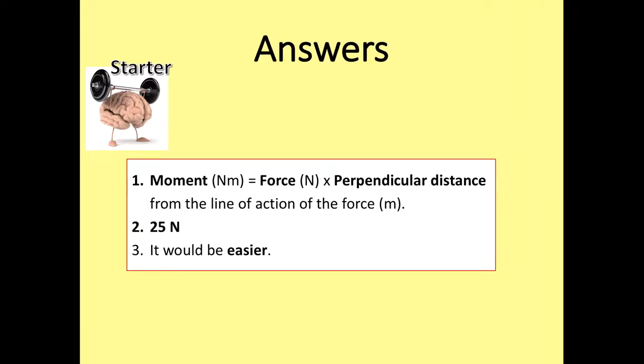So the answer then, moments: force times perpendicular distance of the line of action from the pivot, 25 newton meters, and it would be easier. This should say pivot, by the way, of the line of action from the pivot.